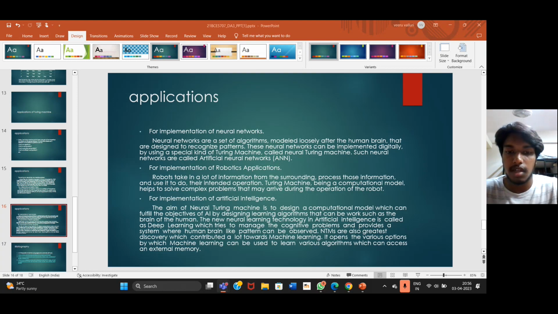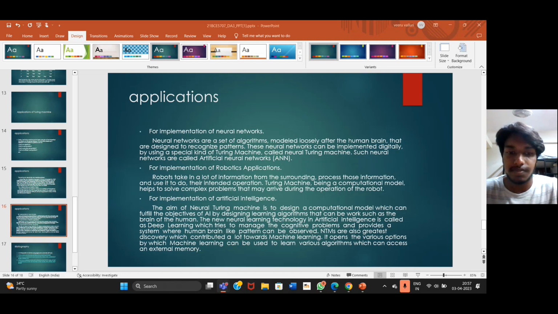For implementation of robotic applications, a robot takes in a lot of information from the surroundings, processes that information and uses it to do its intended operations. The Turing machine, being a computational model, helps to solve complex problems that may arise during the operation of the robot.